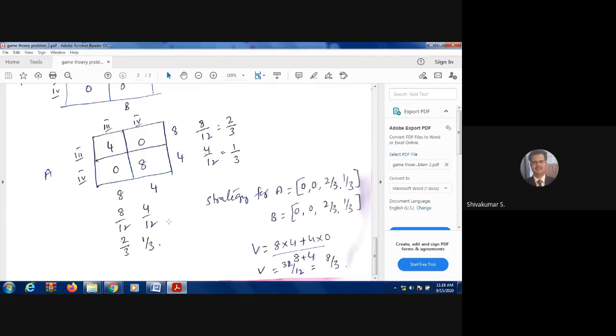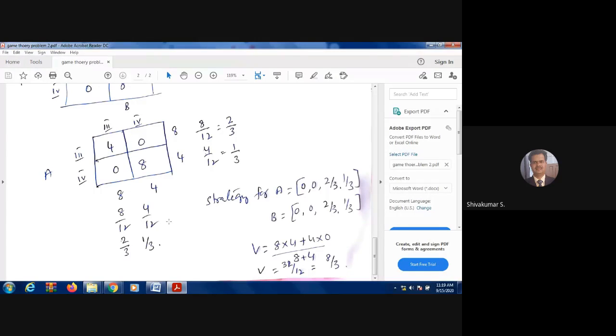Okay. Now, the final answer. Strategy for A: A is going to use only the third and fourth strategy. That's why first strategy 0, second 0, and third 2 by 3, fourth 1 by 3. For B, there are no values for first and second, so 0, 0, third value 2 by 3, fourth value 1 by 3.